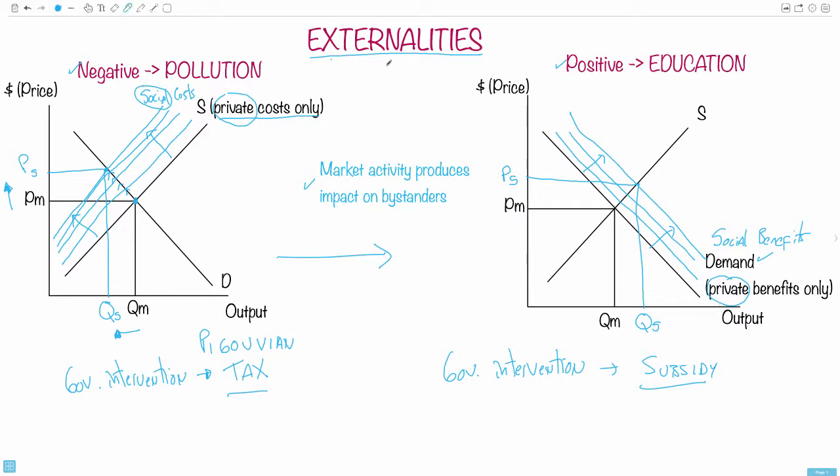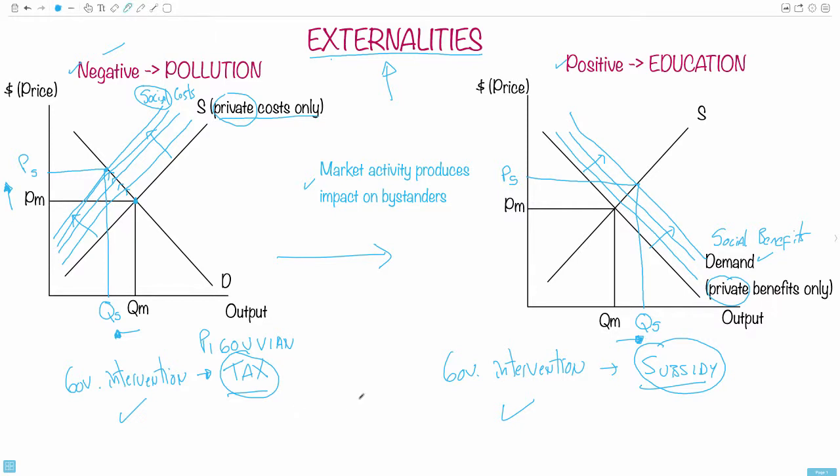So once again, externalities are a type of market failure, and when that happens, you need government intervention. In the case of a negative externality, this government intervention takes the shape of a tax, so that the supply is reduced, the amount produced is reduced to reach the socially efficient amount. And in the case of a positive externality, the government implements a subsidy to increase the demand and hopefully increase the amount produced of education.